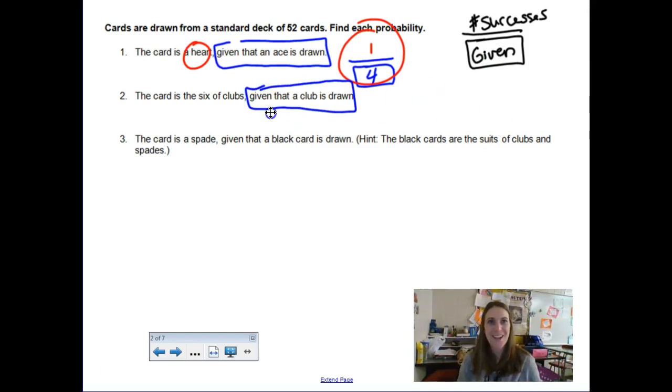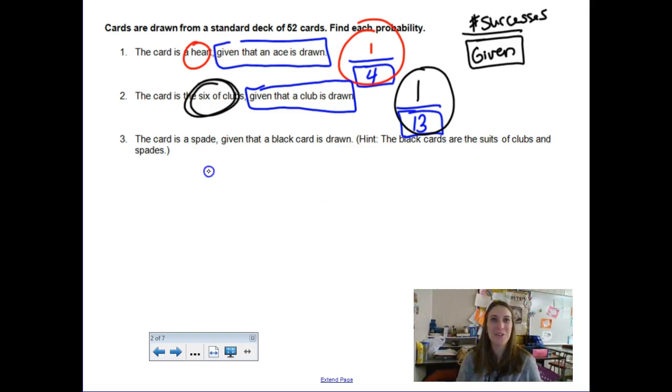No, not today, guys. Given that you draw a club, so in the denominator, you have to ask yourself how many clubs are there in the deck of cards, and there should be 13, right? Because in each suit there's 13 cards. So I'm only looking at clubs. How many of those are the 6 of clubs? That would be 1. 1 out of 13.